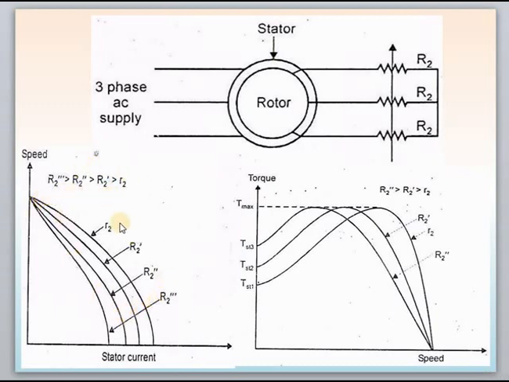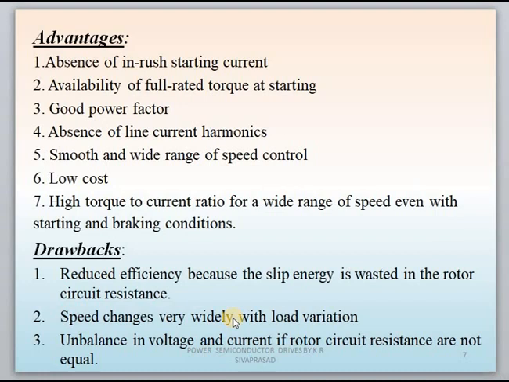With that variation of different resistance values, we are getting different starting currents also. Stator currents are also different here. So these are nothing but the speed-torque characteristics and speed-stator current characteristics. By varying the resistance, you can clearly observe that starting torques and starting currents are changing here. And these are some of the advantages and disadvantages of the conventional method.